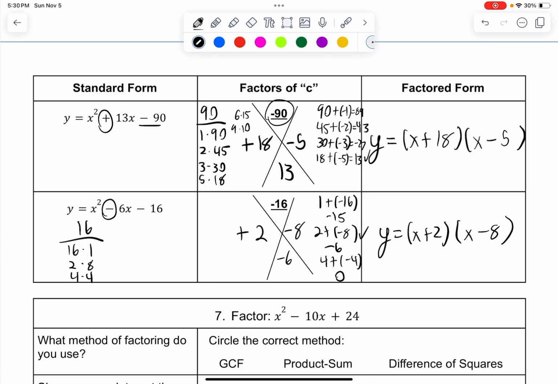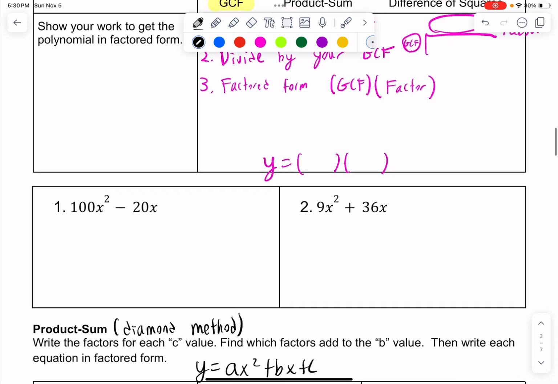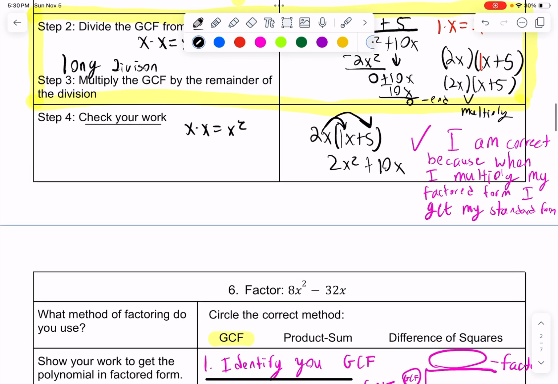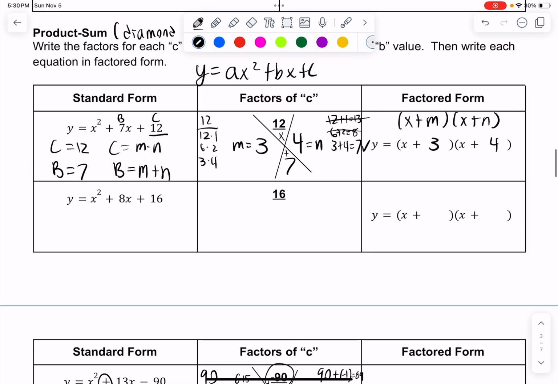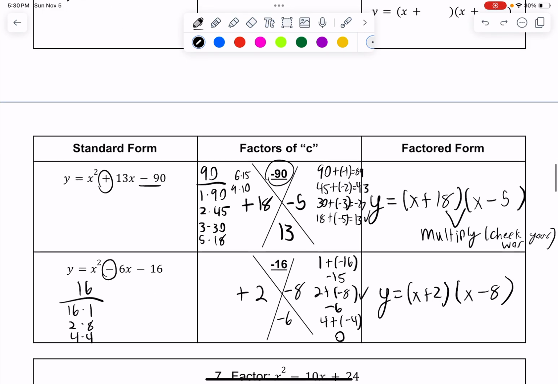And remember, guys, just like how you could do in your factoring, when we did the GCF and we could check our work, if you multiply these two factors, you can check your work. So if you multiply them and get back to our standard form, that means you know that you made the right steps.